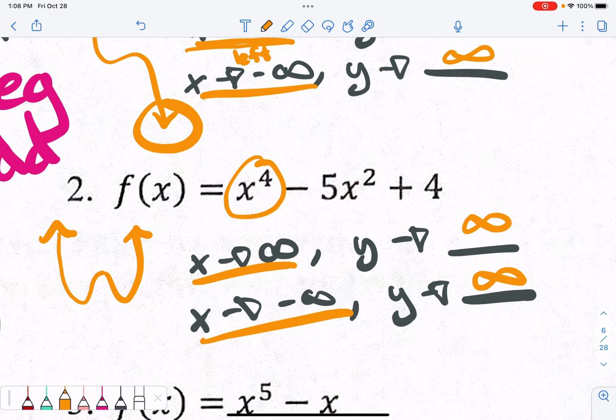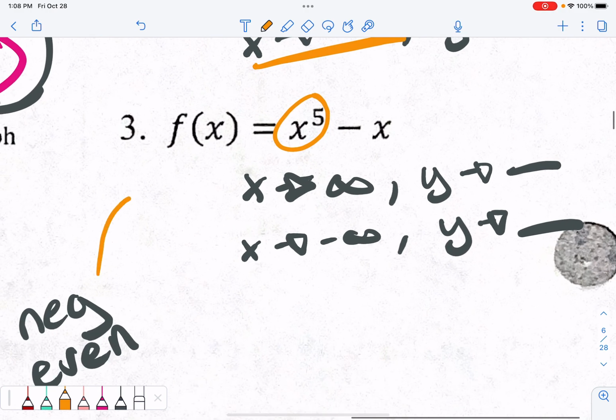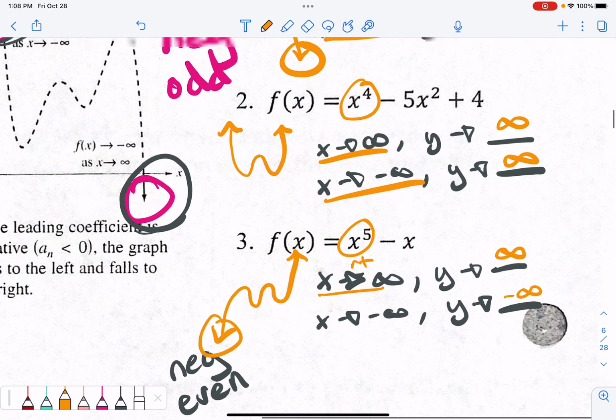This one is x to the fifth power, and it's positive. So it's going uphill, with a bunch of bubbles, going uphill from left to right. So on the right side, it's going up. Left side, it's going down. So negative infinity.